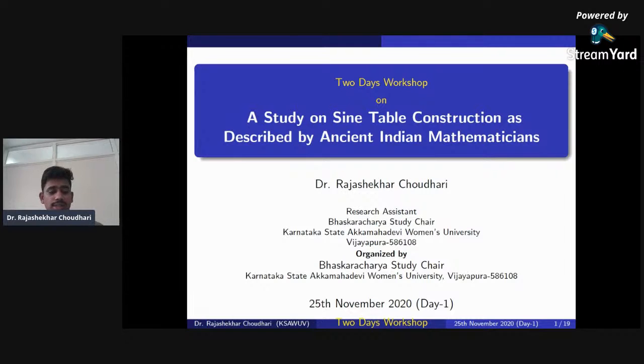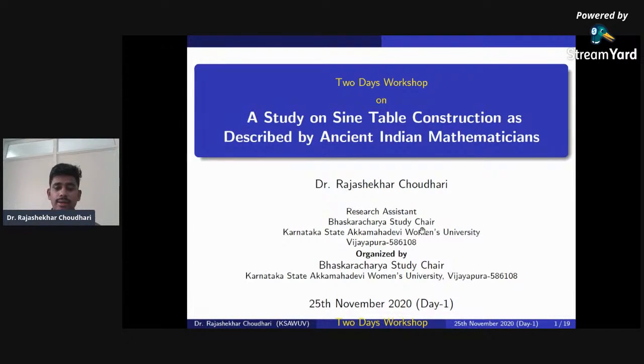As mentioned in the brochure, we will be having 2 sessions. The first session emphasizes the history of trigonometrical functions, and the second session highlights the construction of the sine table by using the Aryabhatta and Bhaskaracharya methods.